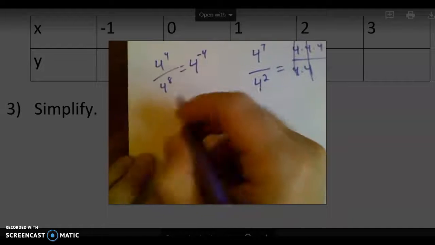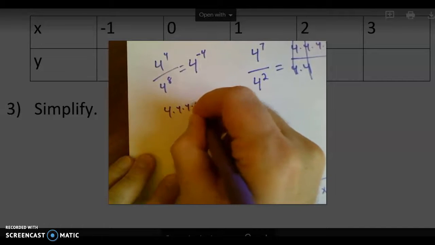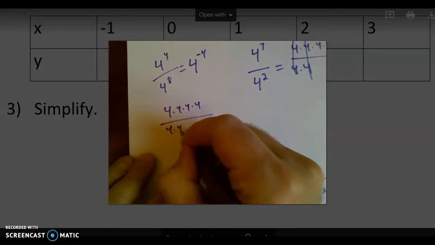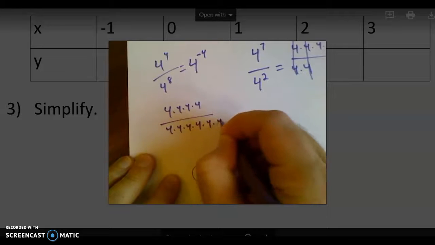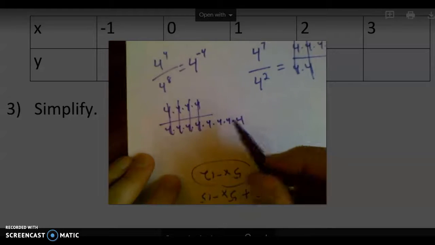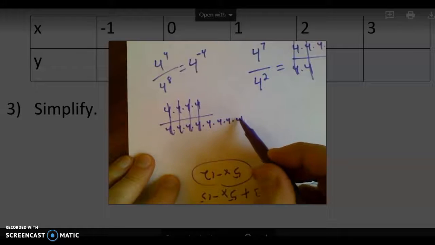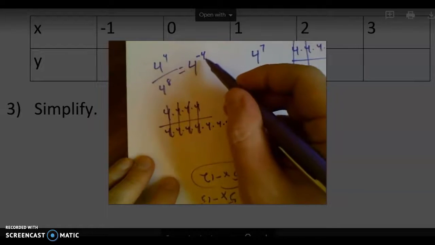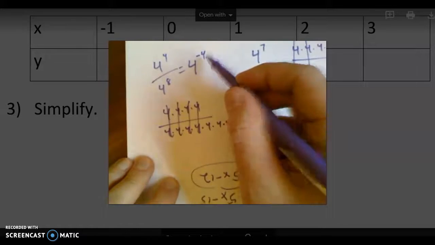And if I did this the long way, I would take 4 to the 4th divided by 4 to the 8th. And if I did my giant ones, you could see how I have 4 4s in the denominator. That's why the exponent becomes a negative.